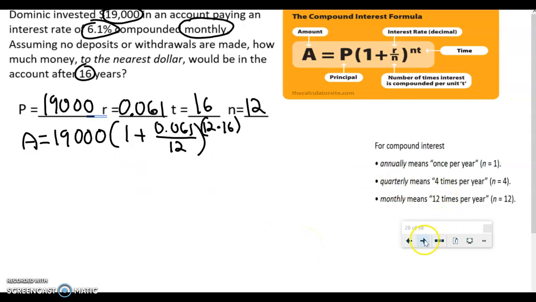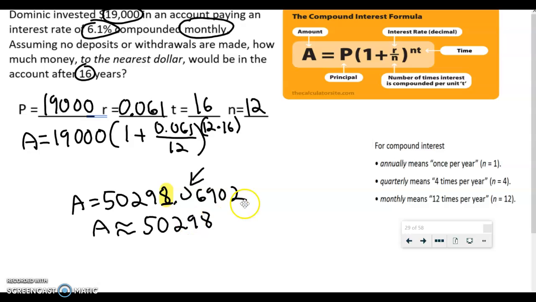Once you do that, you're going to get this big decimal number, and we're going to round to the nearest dollar this time. So the nearest dollar is the nearest whole number. Okay, so here is 8, and the number to the right of that is 0, which is 4 or less, so we drop this off. And that's it.